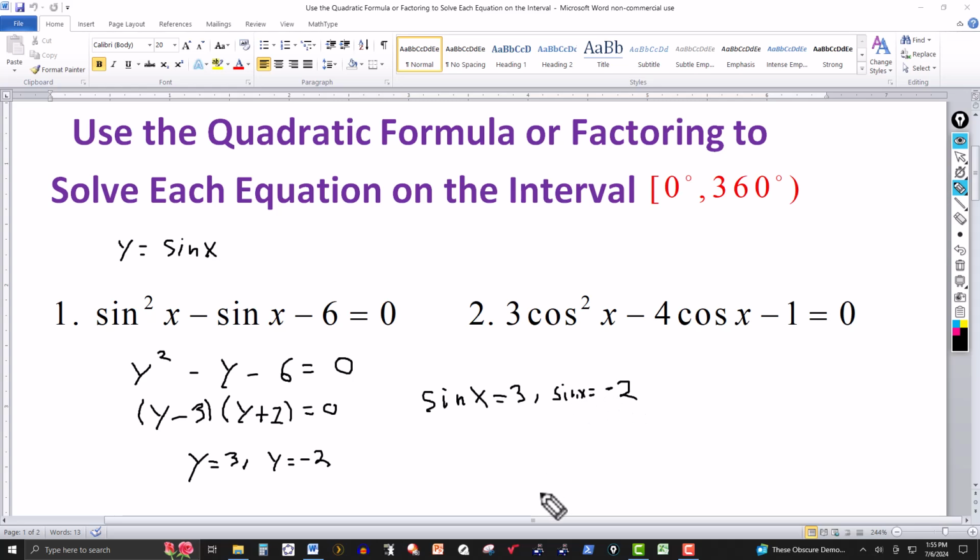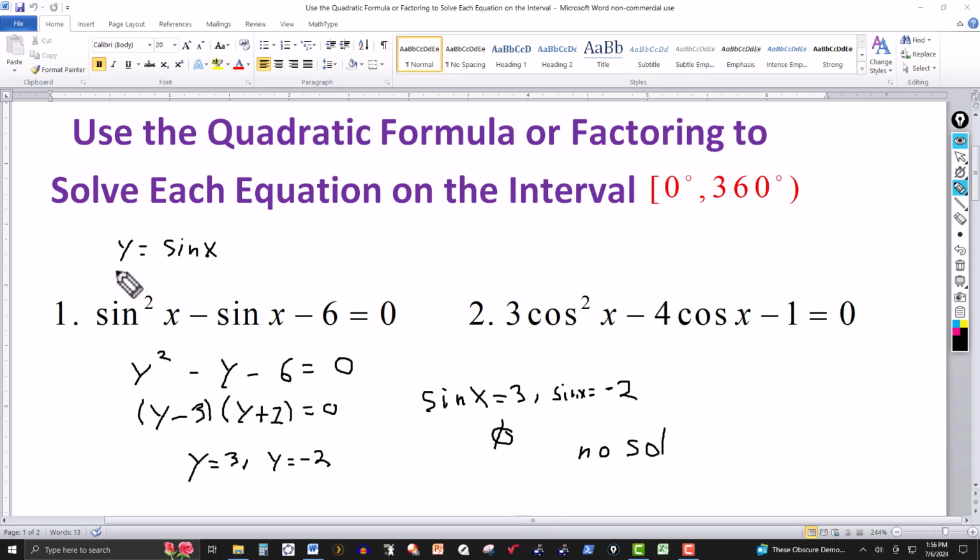But the sine function, just like the cosine function, is bounded by negative 1 and 1. So the sine of any value has to be less than or equal to 1, and at the same time greater than or equal to negative 1. So in other words, there is no number for sine of x equal to 3, or sine of x equal to negative 2. It's undefined. So the first equation has no solution.